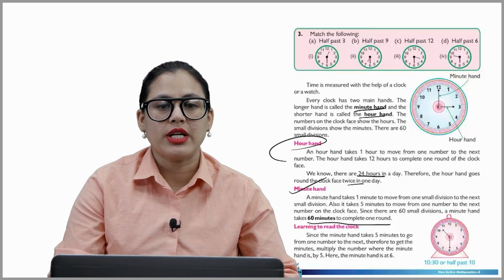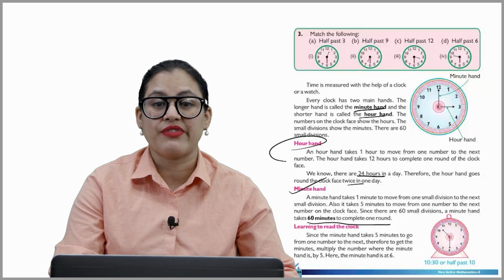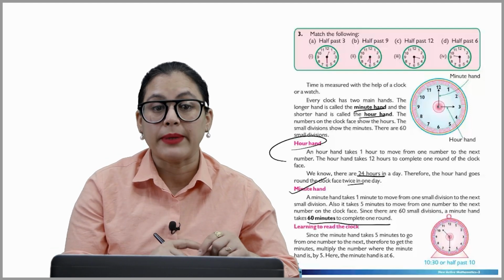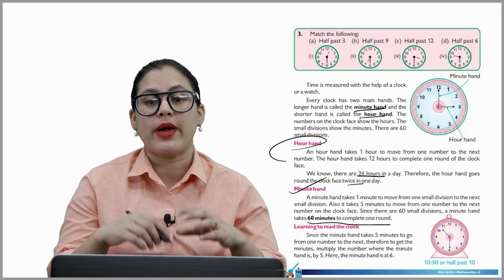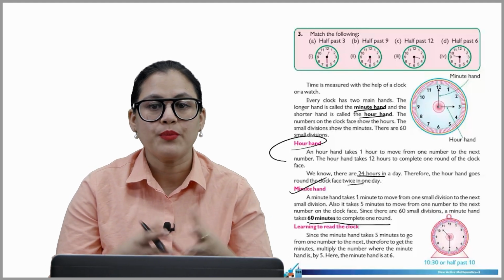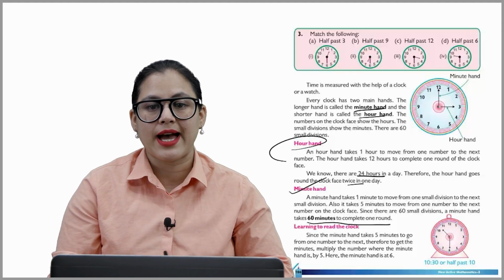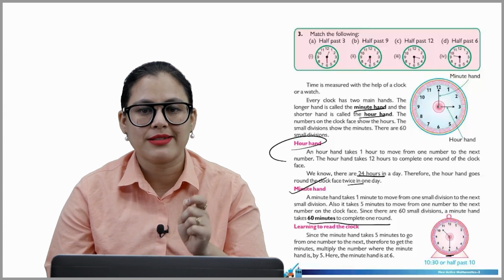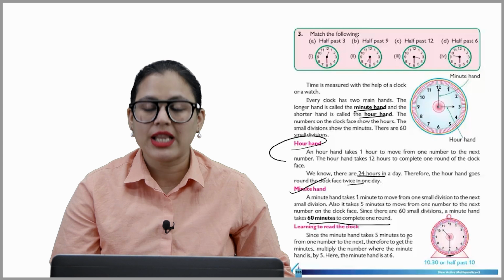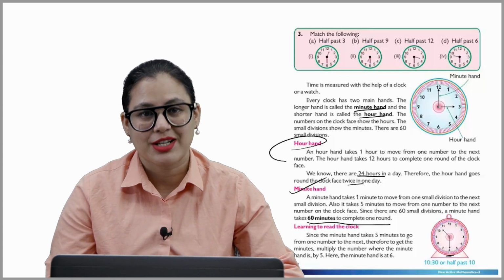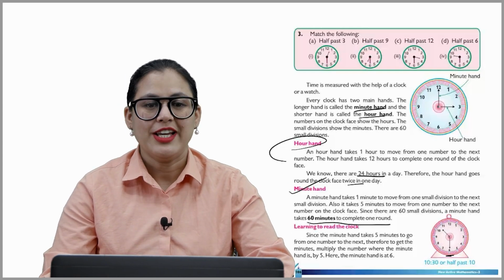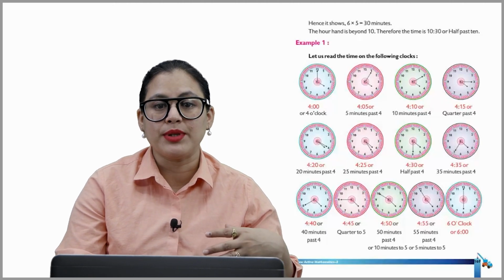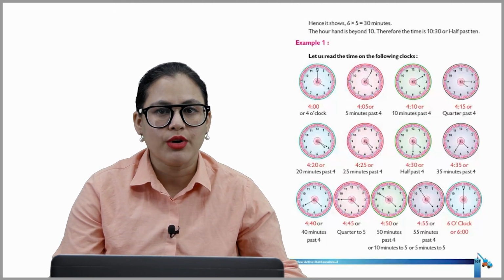Learning to read the clock. Since the minute hand takes 5 minutes to go from one number to the next, therefore, to get the minutes, multiply the number where the minute hand is by 5. Here the minute hand is at 6, okay. So, we will multiply 6 by 5, that is 30. So, the time is 10:30, right. Hence, it shows 6 into 5 is equal to 30 minutes. The hour hand is beyond 10, therefore, the time is 10:30.